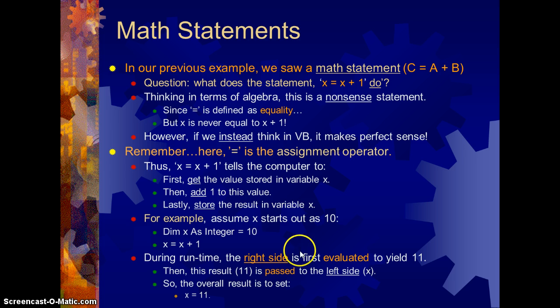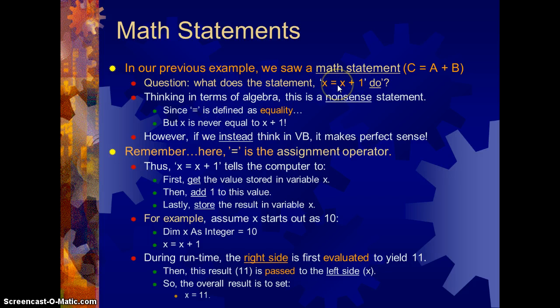Okay, let's talk about math statements. In our previous example, we saw a math statement. So C equals A plus B. Remember, these were numbers. Question: what does the statement x equals x plus 1 do? If you think of this as a math statement, it's impossible. It's nonsense, right? You can't have x equals x plus 1. If you put in 5, that would say 5 equals 6, right?